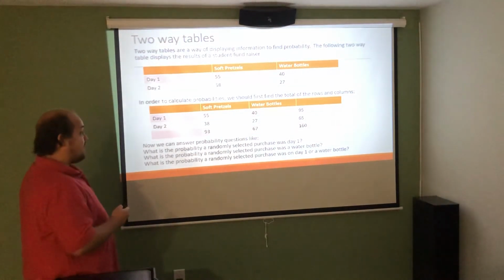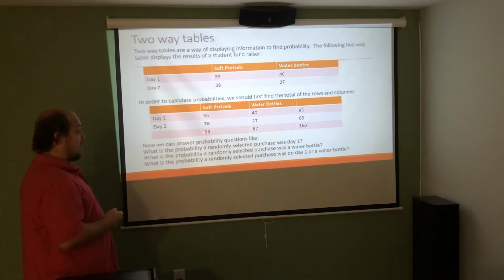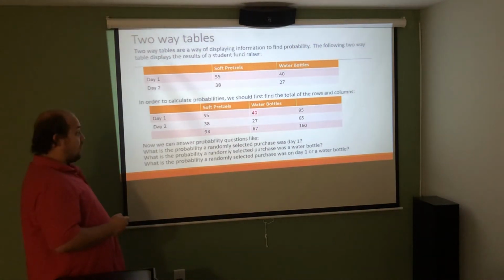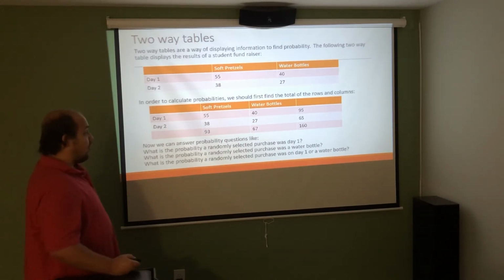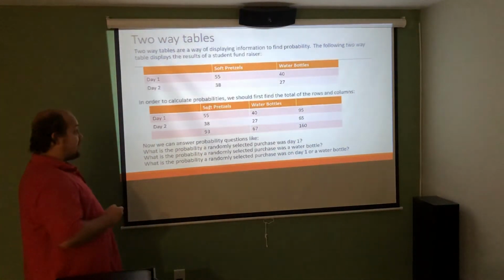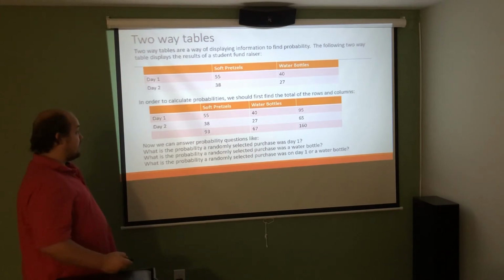So we take 55 and 38, add them to find this column total of soft pretzels as 93, the total number of soft pretzels we sold over the 2-day bake sale. We take this column total for water bottles, 40 plus 27, to find we sold 67 total water bottles. We also find row totals. On day 1, we sold 55 soft pretzels and 40 water bottles for a total of 95 items. On day 2, we sold 38 soft pretzels and 27 water bottles for a total of 65 items.